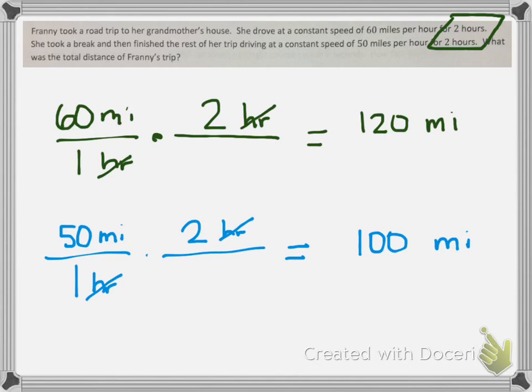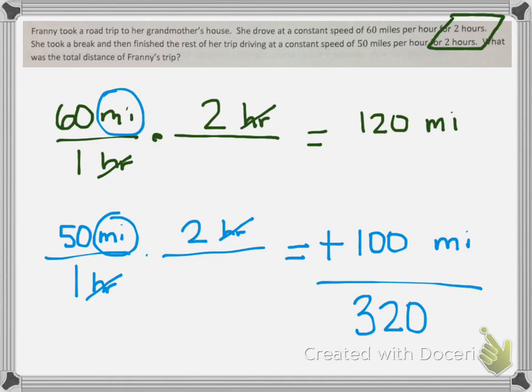Notice in both cases I crossed out hours. I was left with miles. And that's what I wanted. And then to get the total distance of the trip, I would just add these together. And I would know that the total distance of the trip was 320 miles.